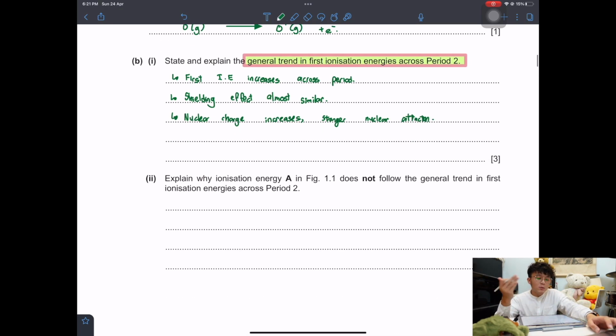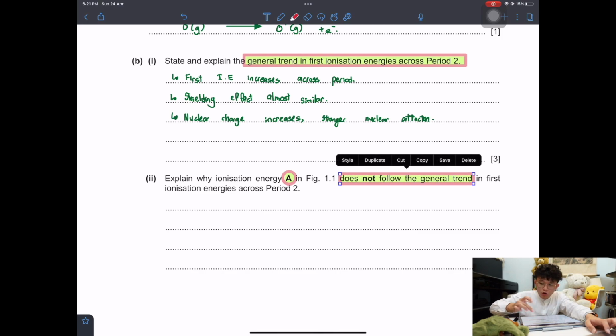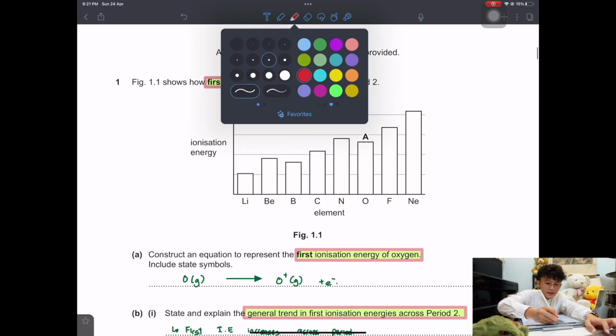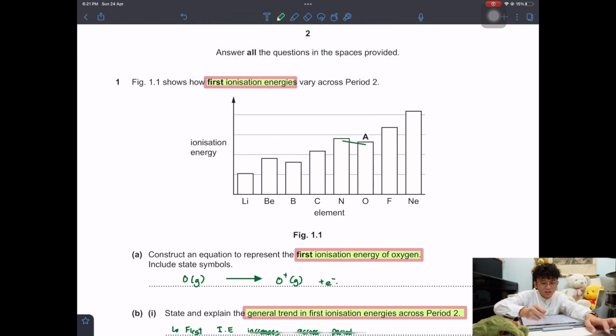So next, explain why ionization energy in figure 1.1 does not follow the general trend. Okay, so they ask you about A, and why it does not follow the general trend. If you look at A, do you see that there's a slight drop from nitrogen to oxygen?